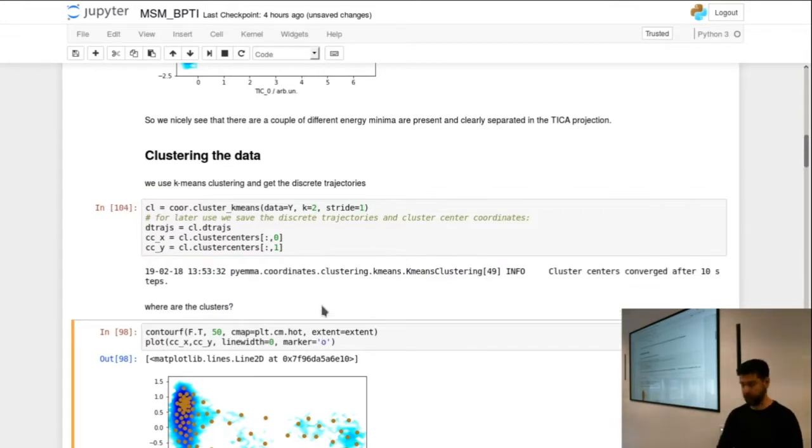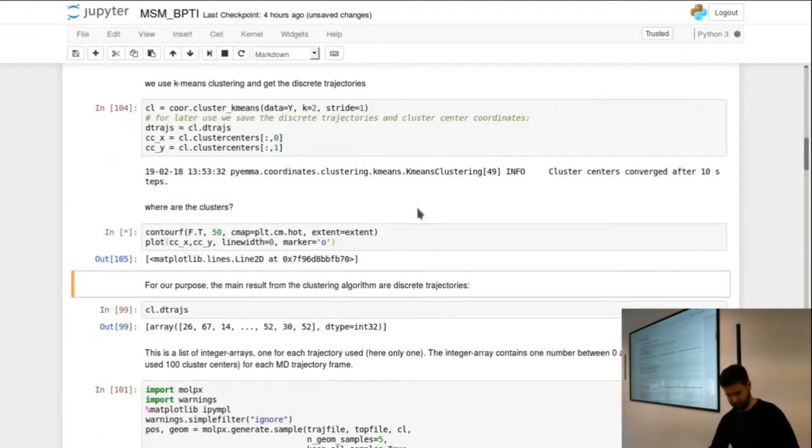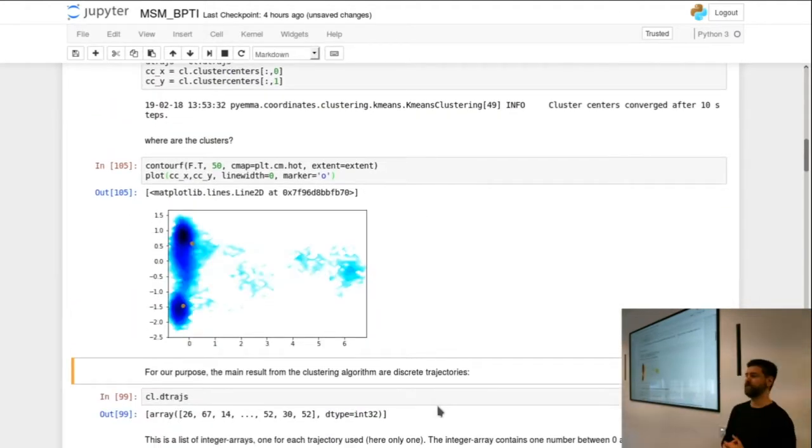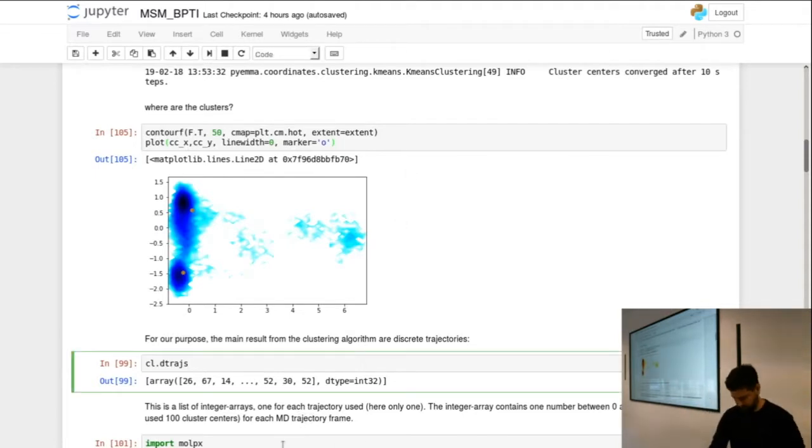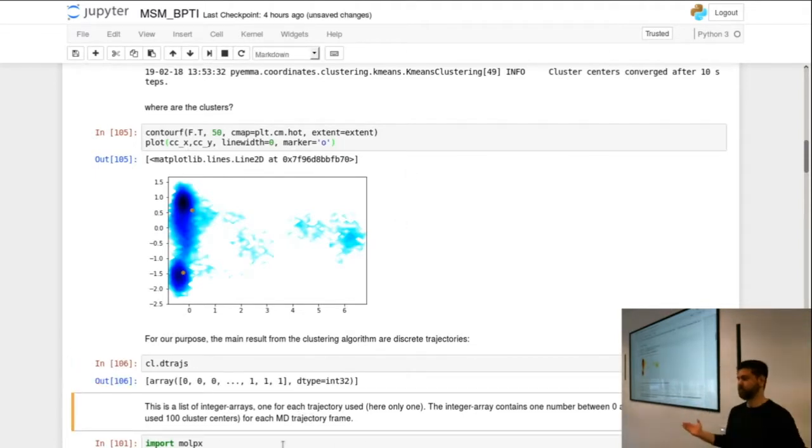Okay. So where do you think k-means will put two centers? On the two dark ones. Right? So I only have two centers. I still have 20,000 frames. Then you only have 0 and 1. I'm just going to have a 20,000 frames long array of zeros and ones: 0, 0, 0, 0, 1.